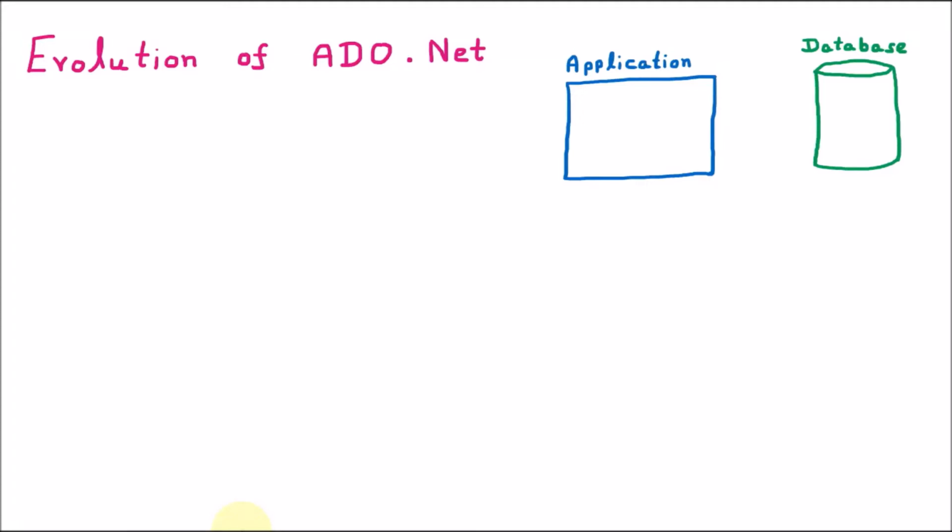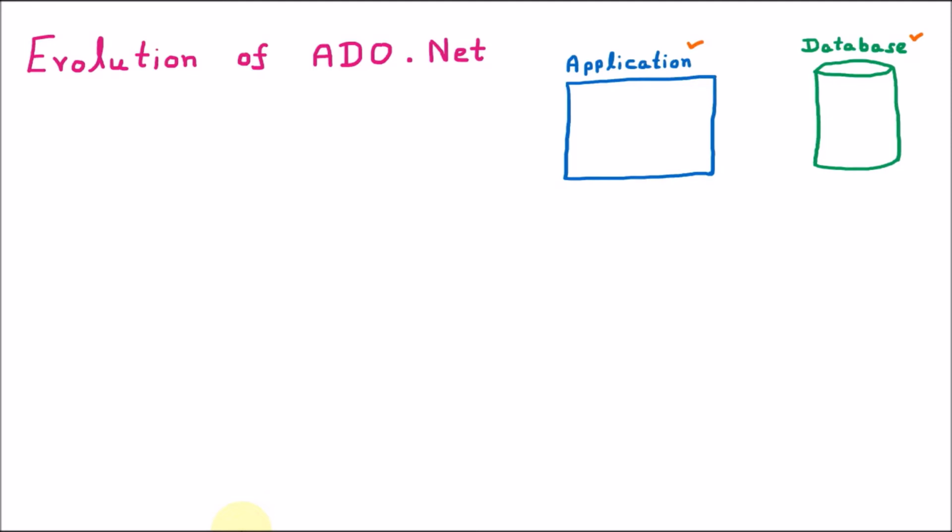Okay, everyone. So now we are learning the evolution of ADO.NET. ADO stands for ActiveX Data Object. We know that in .NET we use ADO.NET for database connectivity, which provides the disconnected architecture. Let us suppose that we have some .NET application or project which we have designed, and we have designed some database in SQL, Oracle, or MS Access.